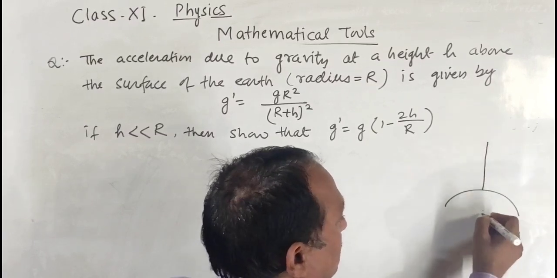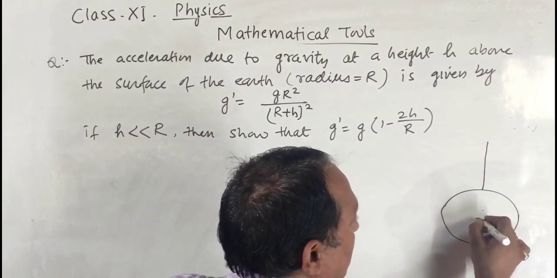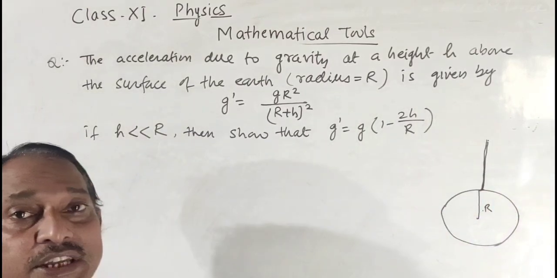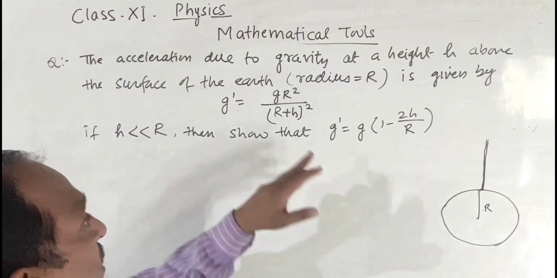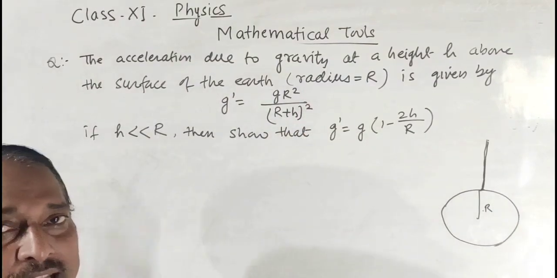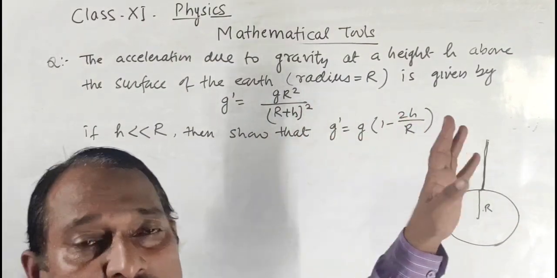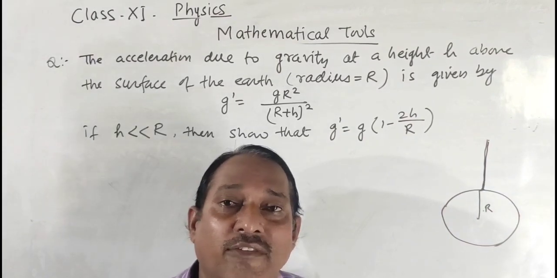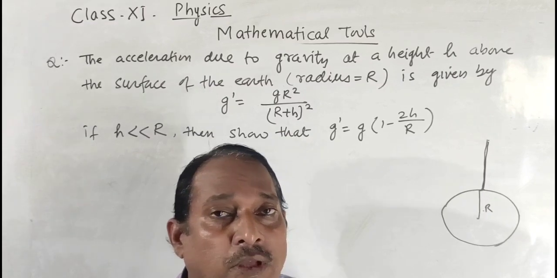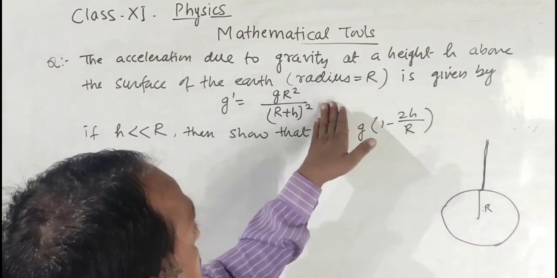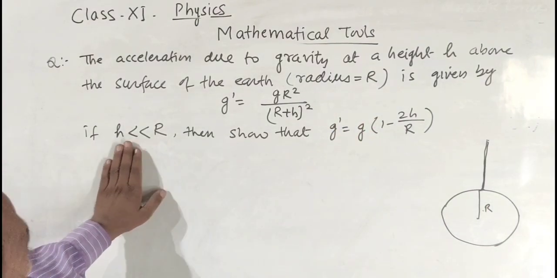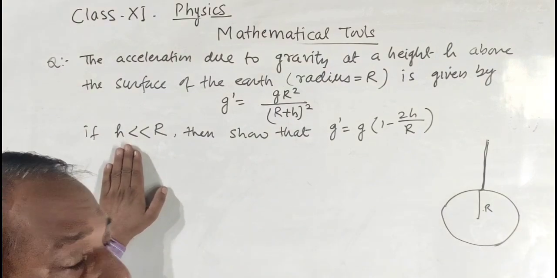whenever we are moving upward from the surface of the earth, of radius r, the value of gravity decreases. For that, the relation is given: g dash is equal to g r square by (r plus h) square. I think up to class 10th we have not studied this relation, but here in class 11th we have to read it. In the subsequent chapter we will prove this also, but here, as per the application part, we are assuming this is correct.